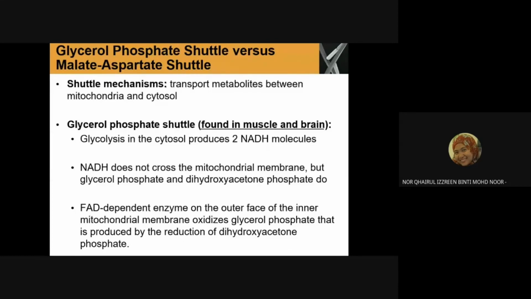Glycolysis produces two NADH molecules. NADH cannot cross the mitochondrial membrane, but glycerol phosphate and dihydroxyacetone phosphate can cross the mitochondria. So what is glycerol phosphate? What is dihydroxyacetone phosphate? This is glycolysis, step number 5, where DHAP, remember DHAP and G3P, must be converted to G3P before it continues the glycolysis pathway.